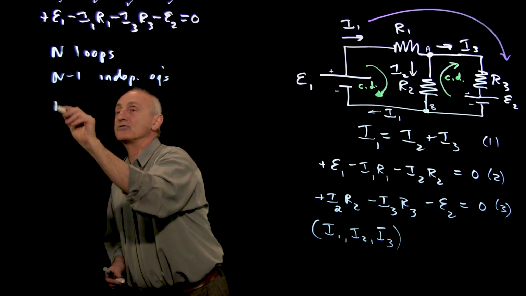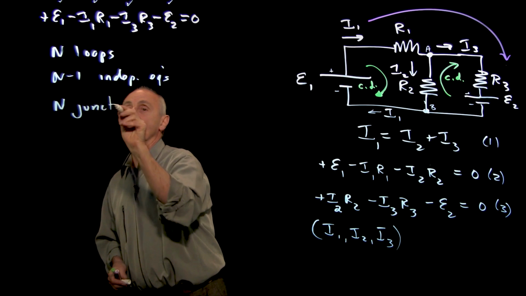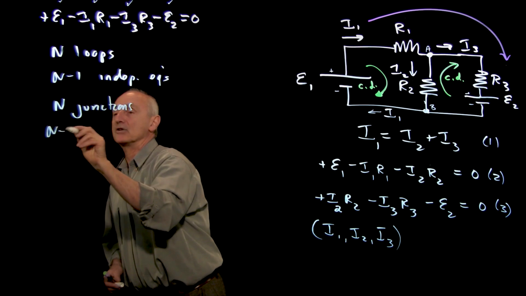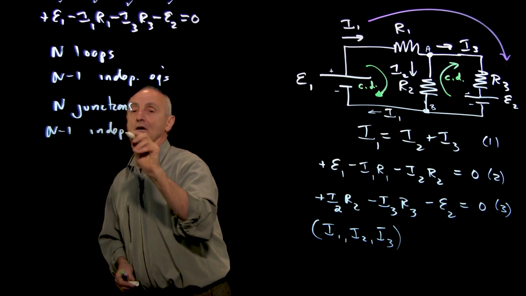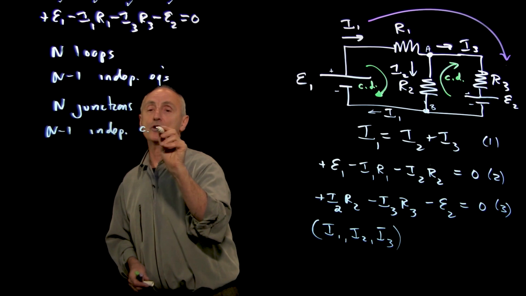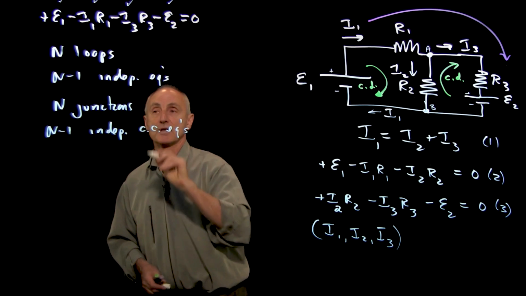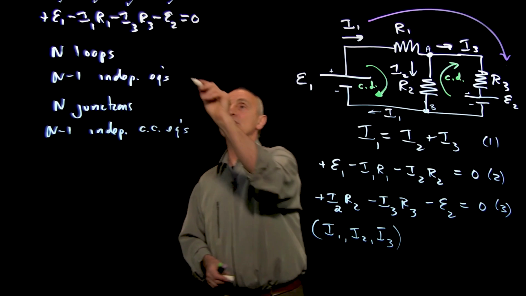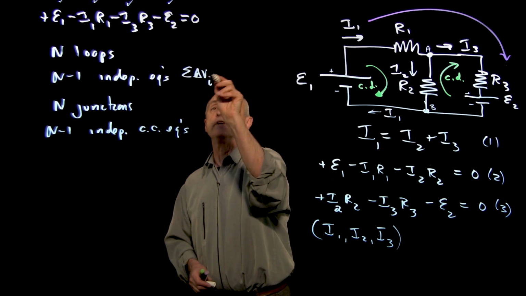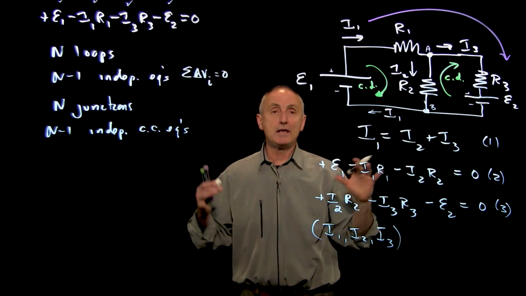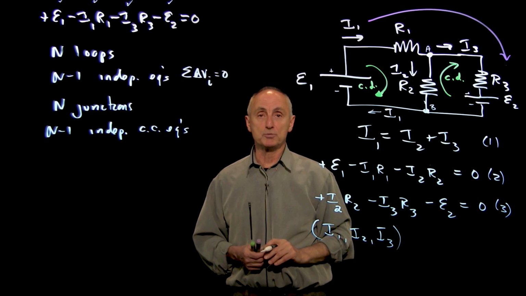And let's just remind ourselves that if we had n junctions, there are only n minus 1 independent current conservation equations. And these are the sum of delta V_i equals 0. And that's how we handle a multi-loop circuit.